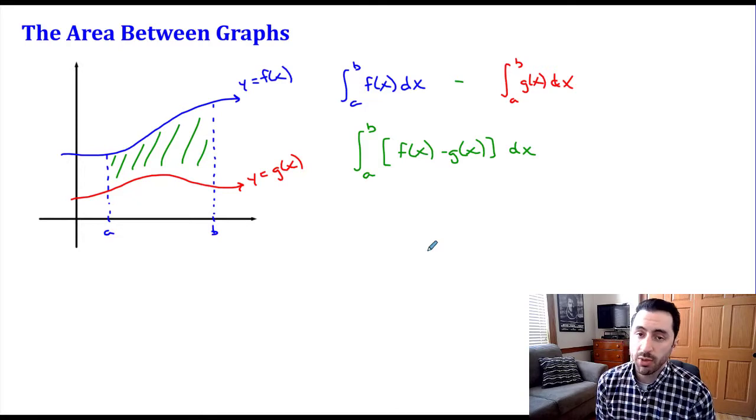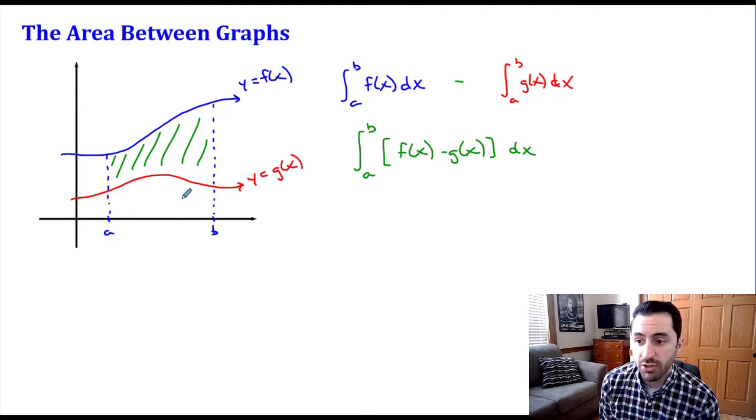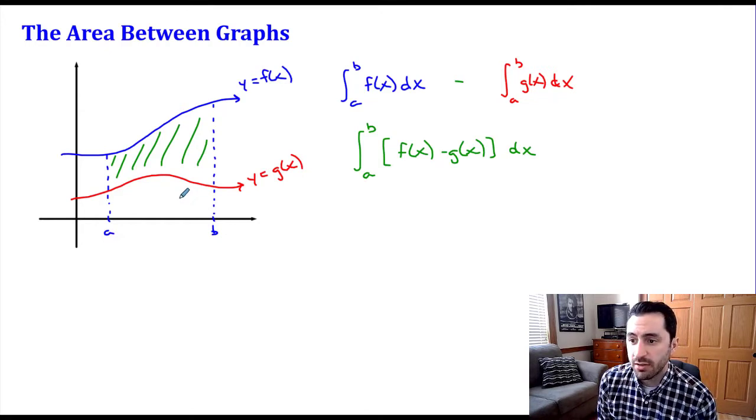Now, a couple things about this. Just based on the picture I have, this logic will hold true as long as f of x is greater than g of x. So on this interval, for every x value in here, the y value for f of x is bigger than the y value for g of x. So I can use this logic.